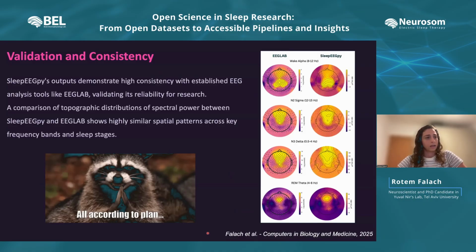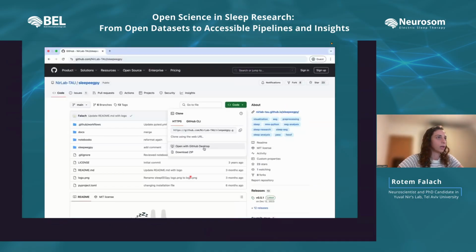You can find there the code. You can find a few data examples, a nap, a full night, and also an older adult, healthy control full night, if I remember correctly. And this is a nice video I want to show you.